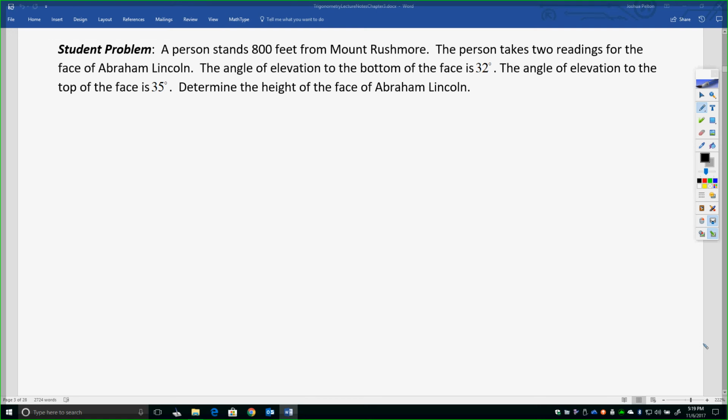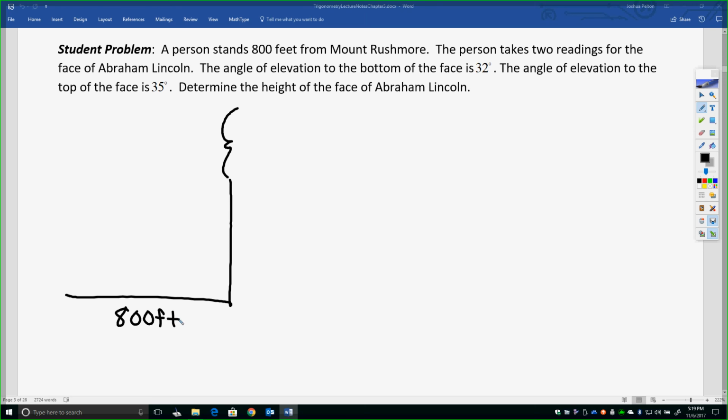Okay, person stands 800 feet from Mount Rushmore. Person takes 2 readings from the face of Abraham Lincoln. The angle of elevation to the bottom of the face is 32 degrees, and the angle of elevation to the top of the face is 35 degrees. Let's draw a picture. So there's somewhat of a face there. And the distance to the ground, distance over, is 800 feet.